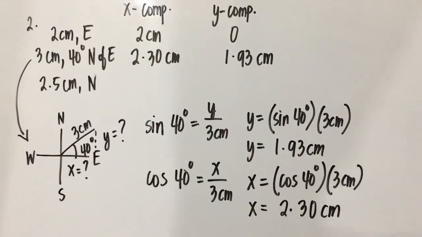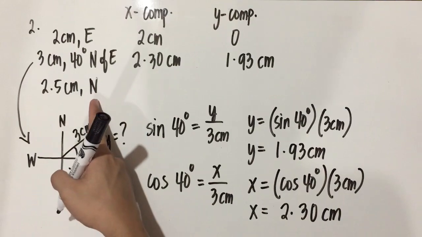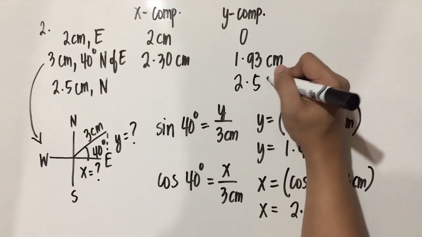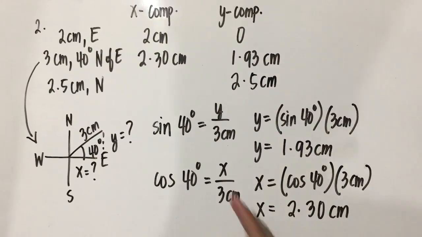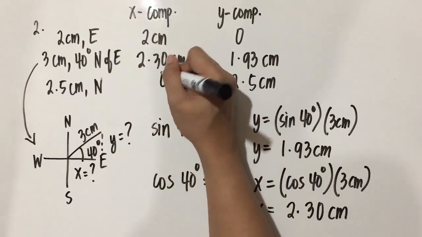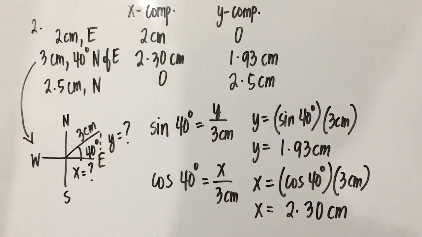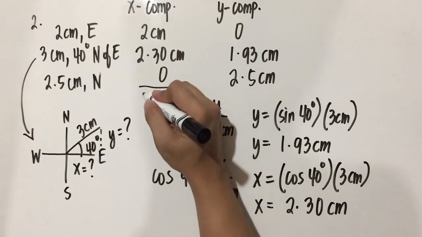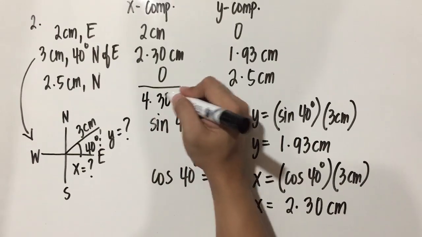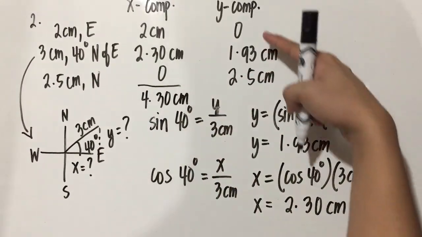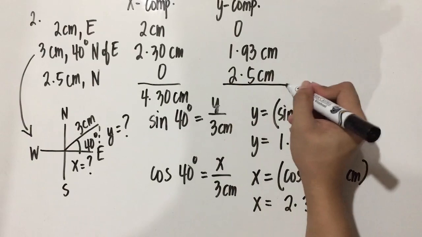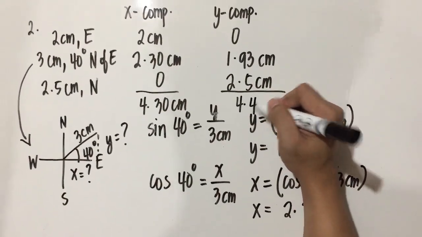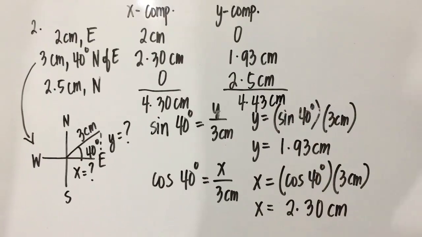So now let's move on to 2.5 centimeters north. So that's easy. That is found on the y component, 2.5 centimeters, positive still. For the x, we don't have a value for that. Okay, so let's try to add the values for the x component algebraically. So we have 4.30 centimeters. Also on the y component, we have 4.43 centimeters.